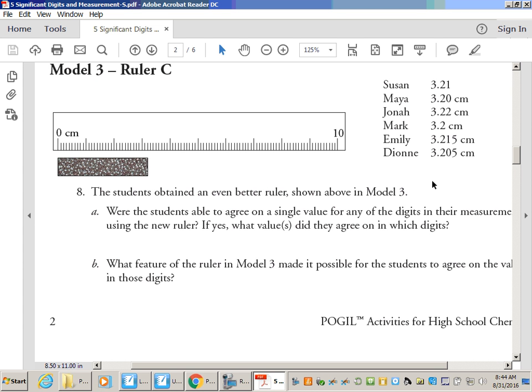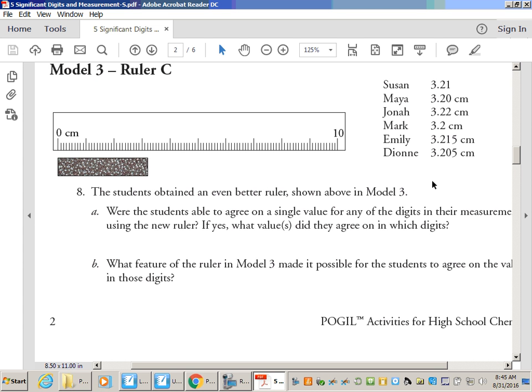Some of these are invalid. Like Emily here, she says 3.215. Come on, how are you getting that accurate? There's nothing here. You see 3.2, and then she's going 1.5 after that. There's not enough little lines to give me that. She can maybe say 3.25 or 3.21, but the extra estimated one is not appropriate.